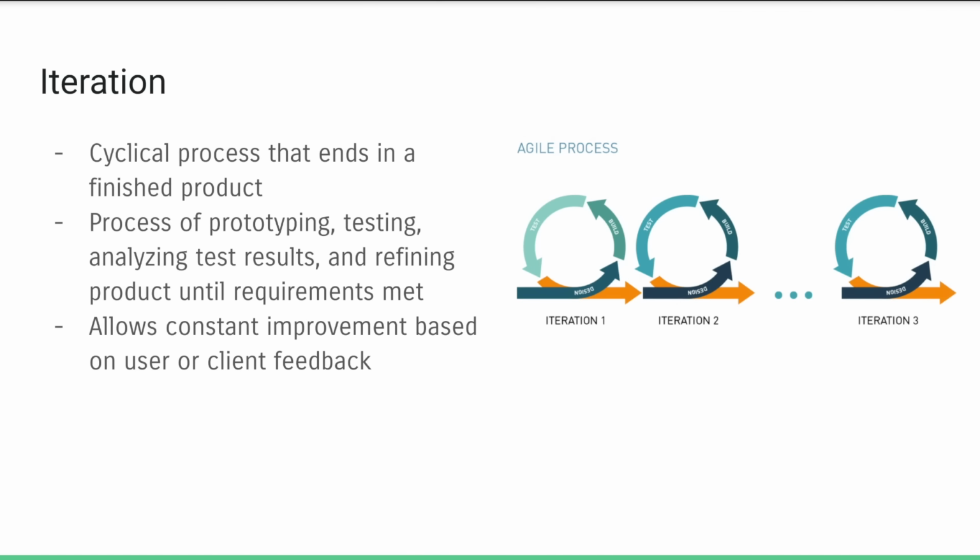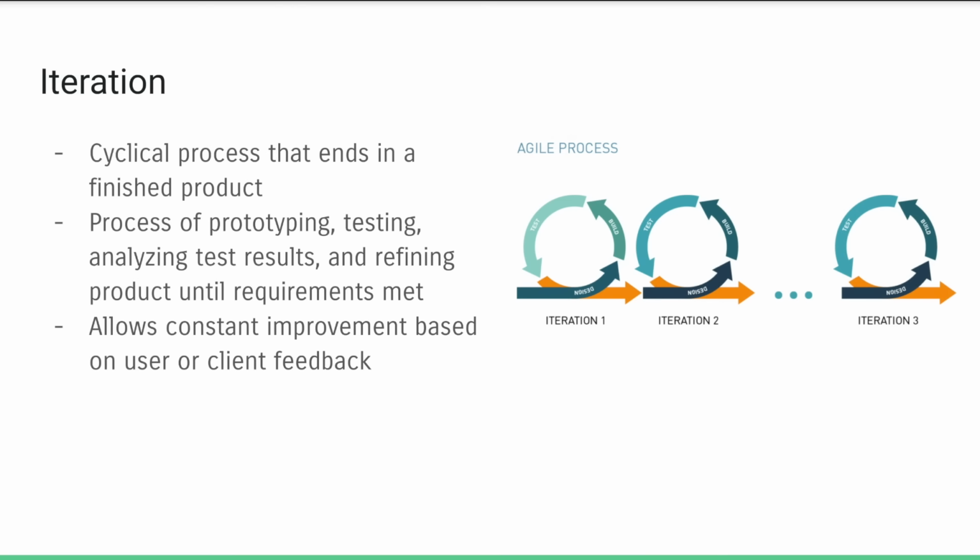Now, prototyping is a piece of a larger process called iteration. And this is a cyclical process where we're going to get a prototype, we're going to test, meaning we're going to go to the stakeholders and ask them whether the prototype meets the requirements. We're going to analyze the feedback they give us, and then we're going to refine or change the product. And we're going to keep doing that over and over again until the product meets the stakeholders' requirements. This allows for constant and iterative improvement based on user or client feedback.